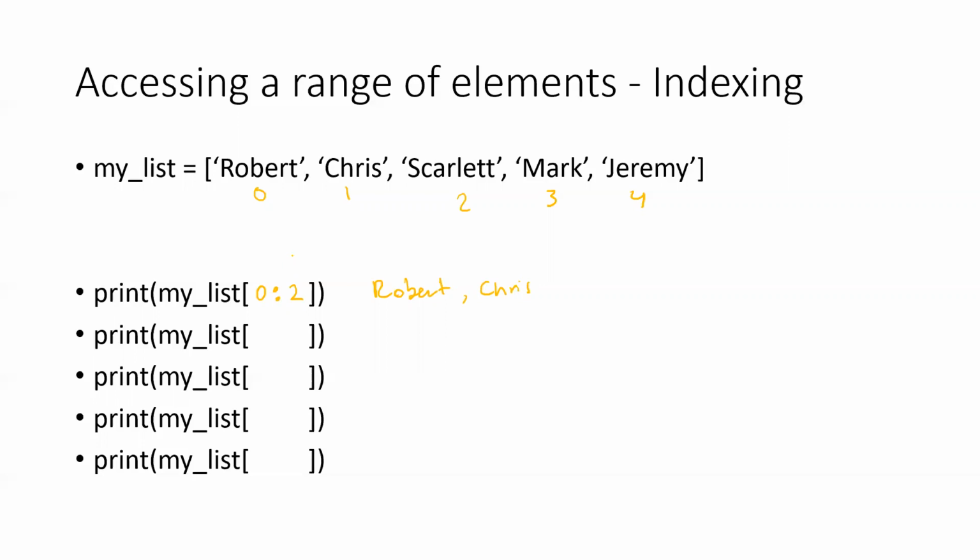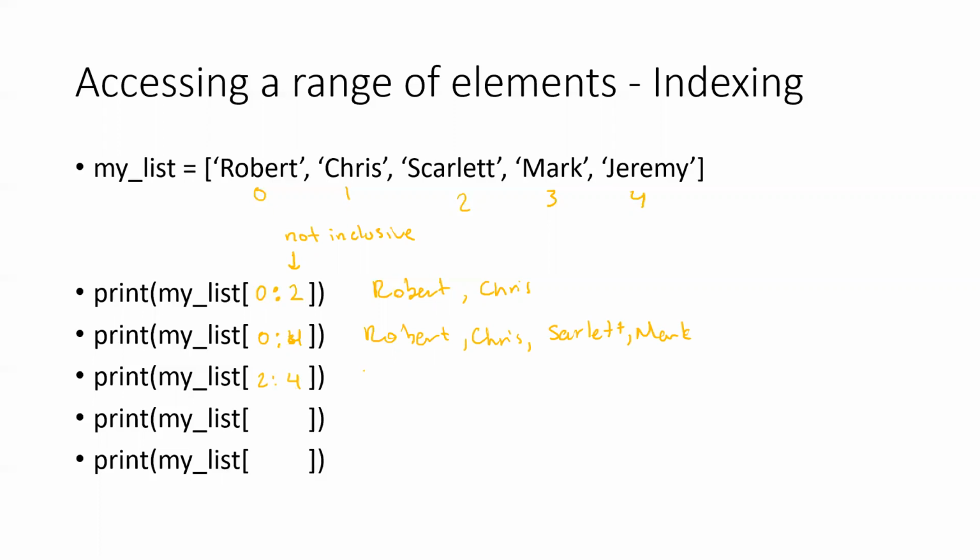Okay, notice that the second element is not inclusive. Although you write 2, it's the upper limit, it's not inclusive. So if you want all but the last element, you should write 0 to 4, sorry. And there you should get Robert, Chris, Scarlett, Mark, and Mark.